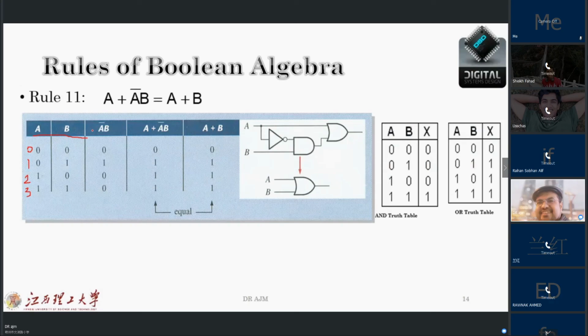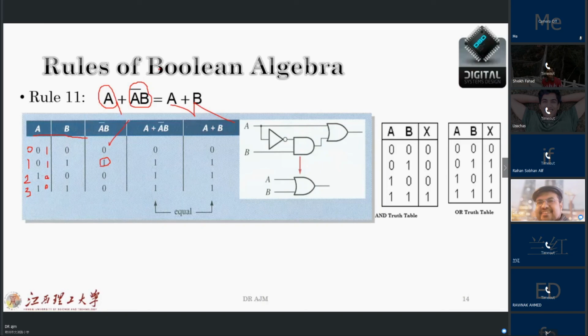First, you should calculate A bar B, the AND between them, and then OR it with A. Do that, please. A bar B is something like that. You should do the complement of A first. Complement of A is like this: 1, 1, 0, 0. Now I should AND it with B: 1 and 1, 0 and 0, 0, 1 and 0. Then I have just one 1 here. Okay, this is A bar B.